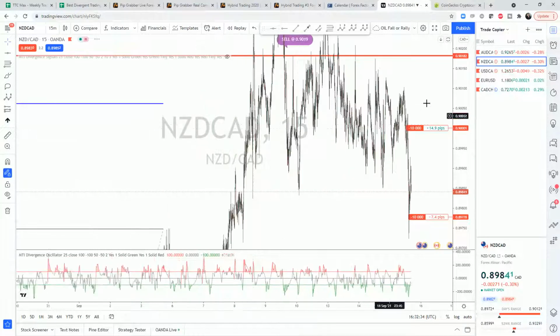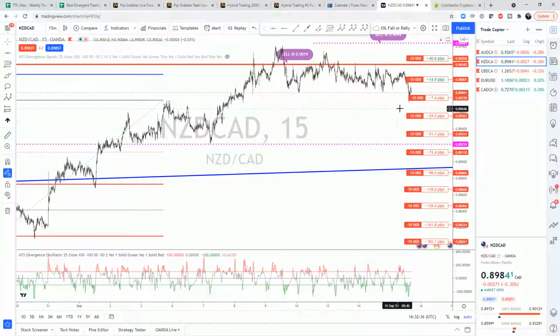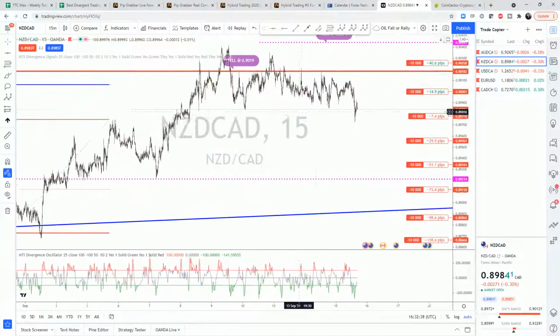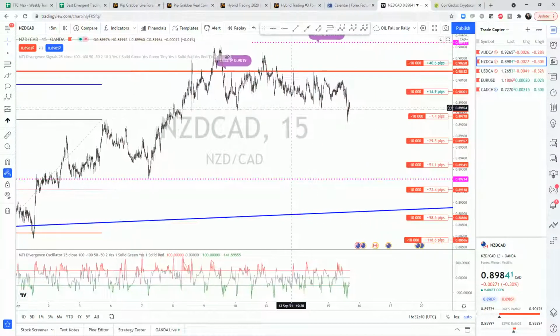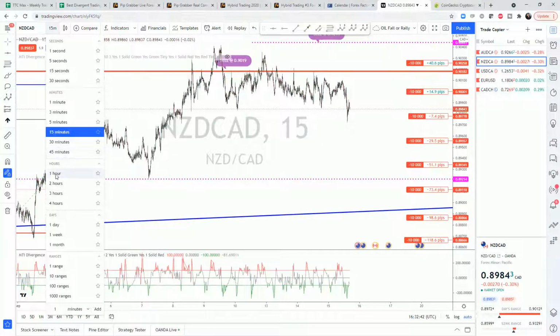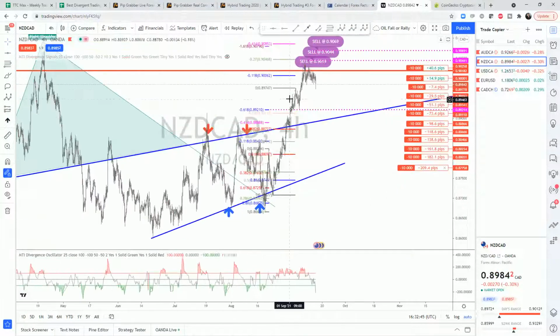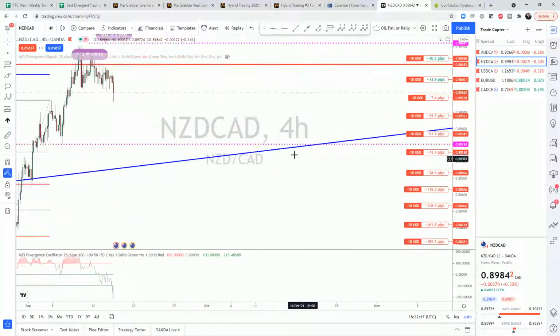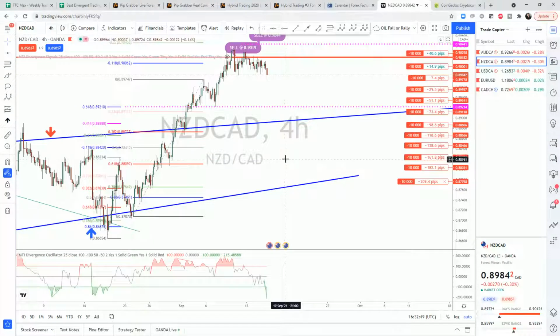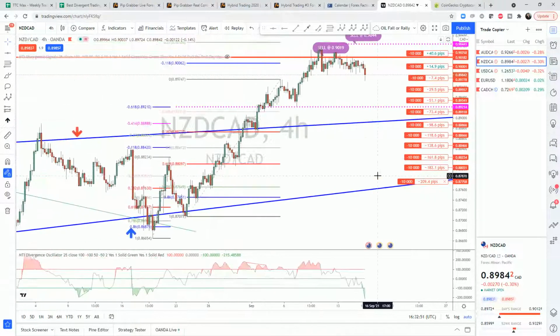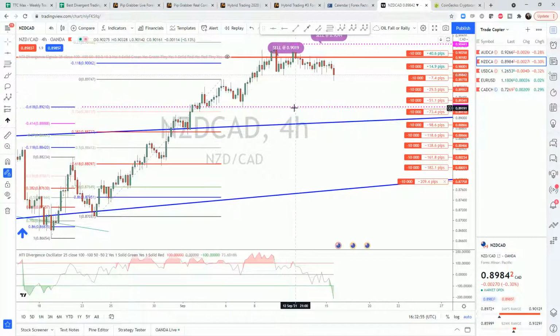So here's the New Zealand CAD right here. You can see I've got multiple positions in. I've got a whole bunch of these positions in right here. But let's go to the 4-hour time frame, and I want to show you right here. We spoke right here a week ago. We did the Pip Grabber session, and we told traders that we should start selling right here at the top. Check this out.